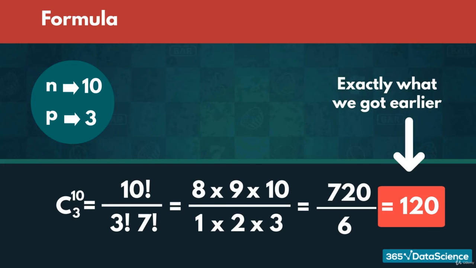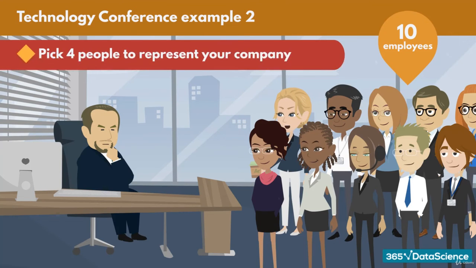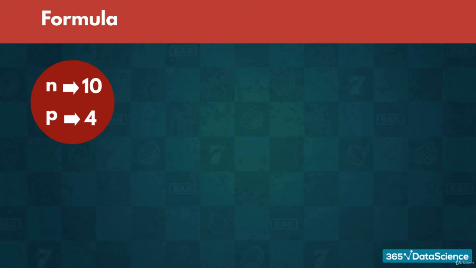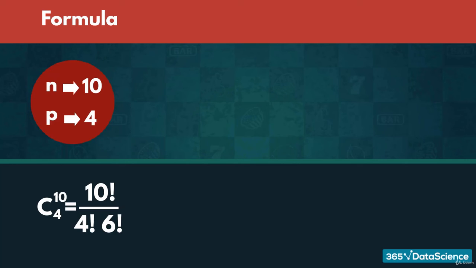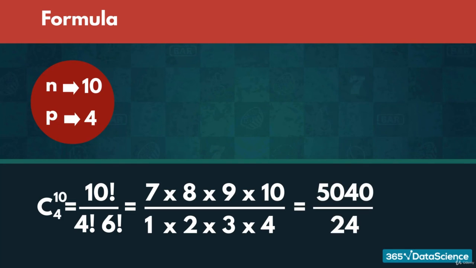Just to make sure everything is on the same page, let's go through another example. What if we had to choose 4 out of 10 people to go to the conference? According to the formula, we are going to have 10 factorial over 4 factorial times 6 factorial combinations of doing so. After some simplifications, this would equal 7 times 8 times 9 times 10 over 1 times 2 times 3 times 4. After computing the values, this equals 5,040 over 24, which is 210.